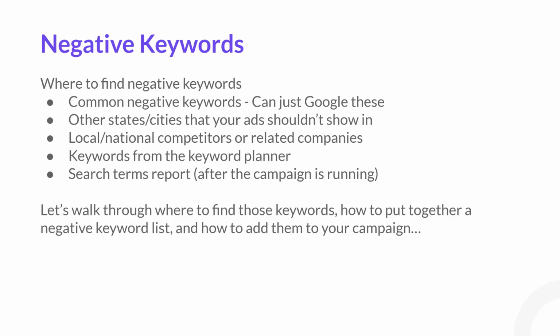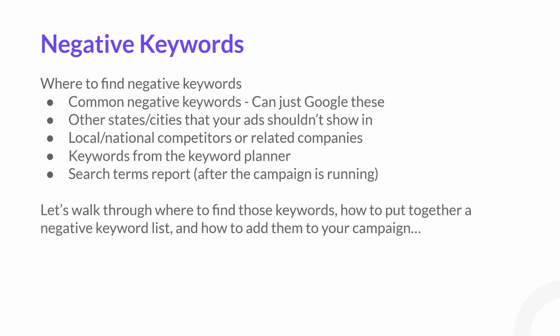Another really good thing that you want to do, especially before you launch your campaign, is add in local and national competitors or related companies. A really easy way to do this is just go to Google Maps, look up local competitors, and then add their brand names in as negative keywords. Another thing you can do is with the keyword planner, you can just scroll through it and find a bunch of negative keywords from there to add to your negative keyword list before you launch your campaign.